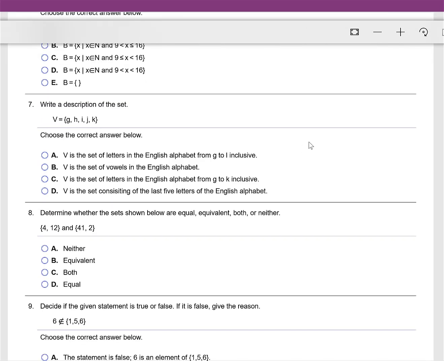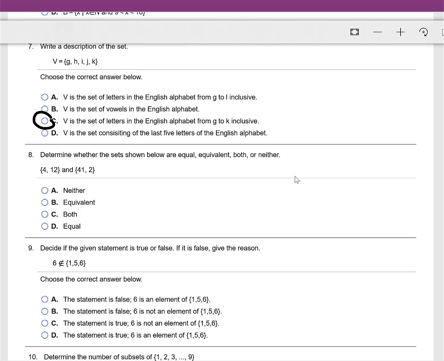Write a description of the set. So the set V is the set of what? It's letters in the alphabet from G to L. Not to L inclusive, G to K inclusive, so it's going to be choice C.